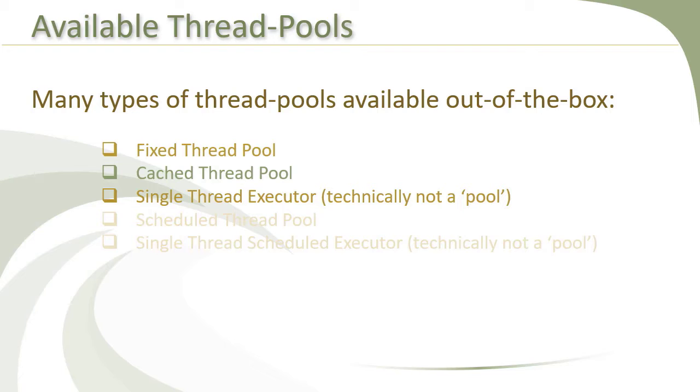There is no concept of a tasks queue with regards to cached thread pools. As soon as a task is submitted, it is immediately executed by this executor. When a thread has finished executing its task, it becomes available and is reused for the next task that is submitted to this executor, just like the fixed thread pool.